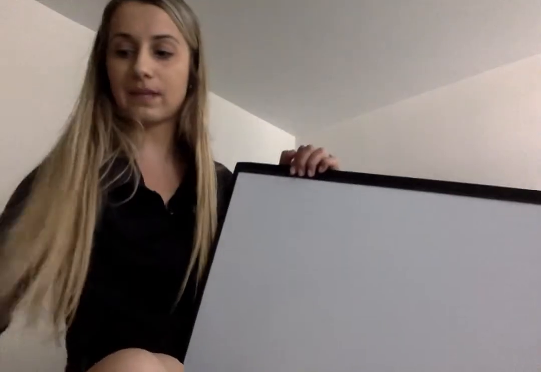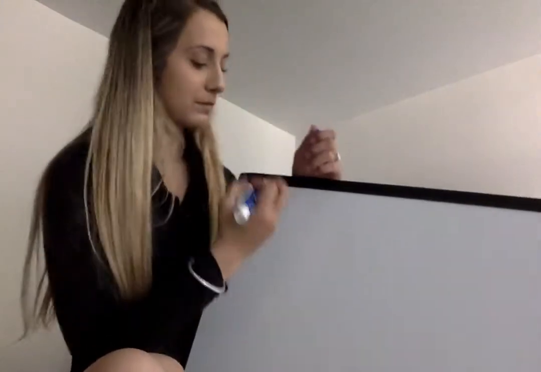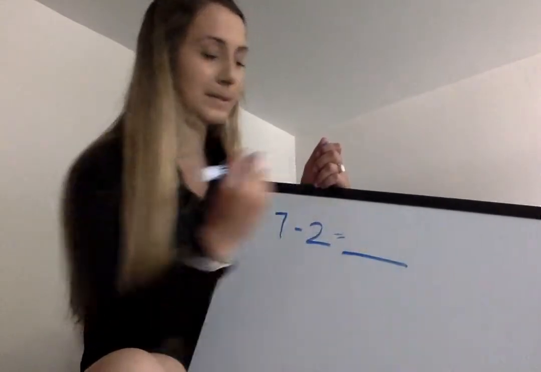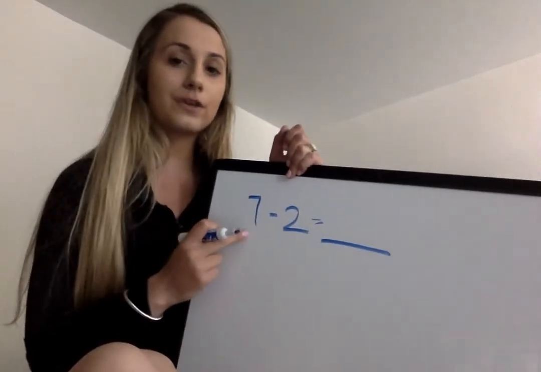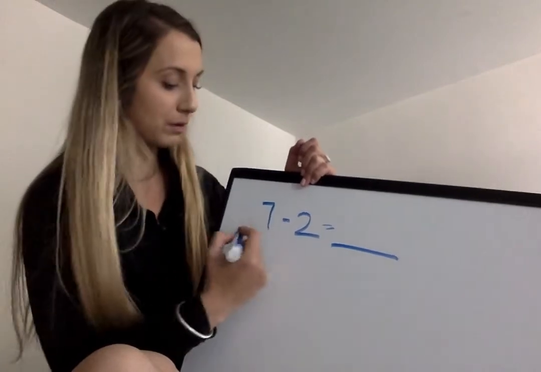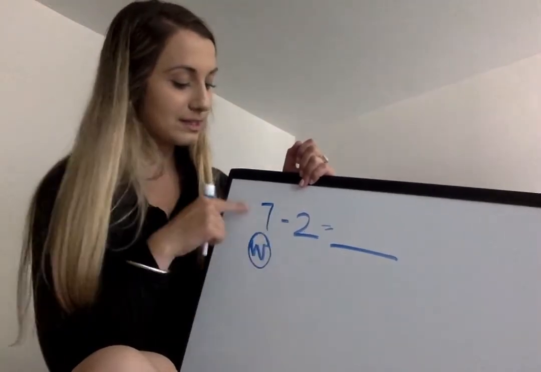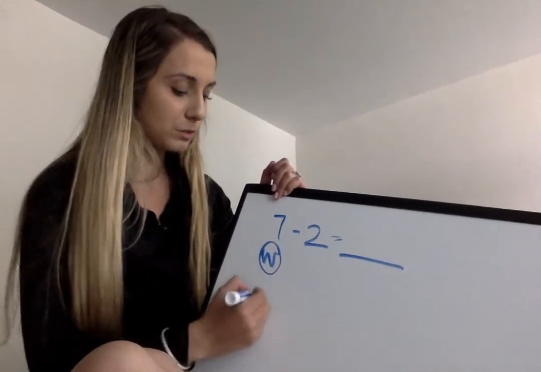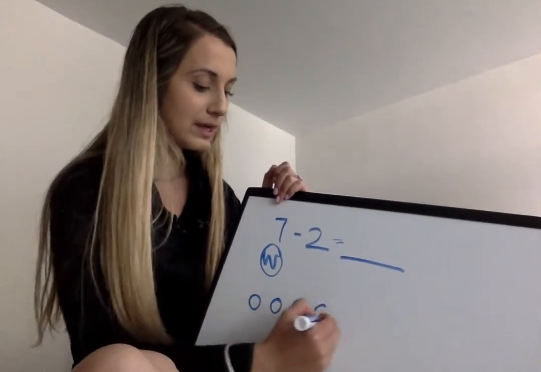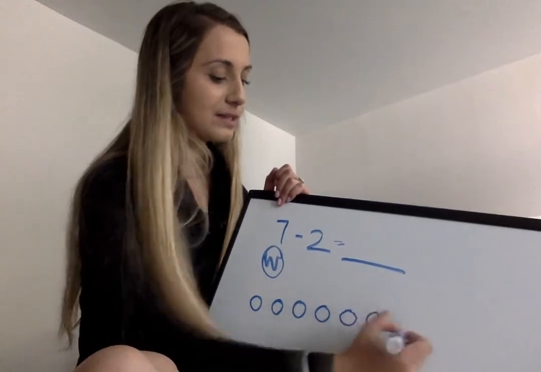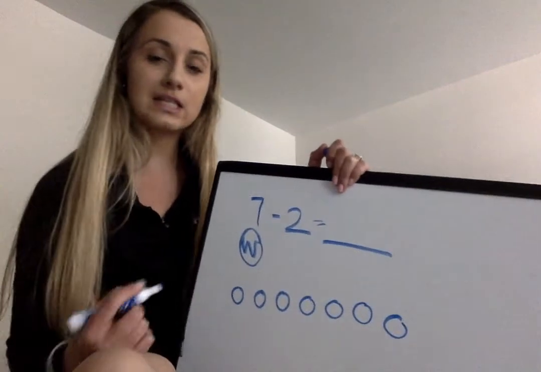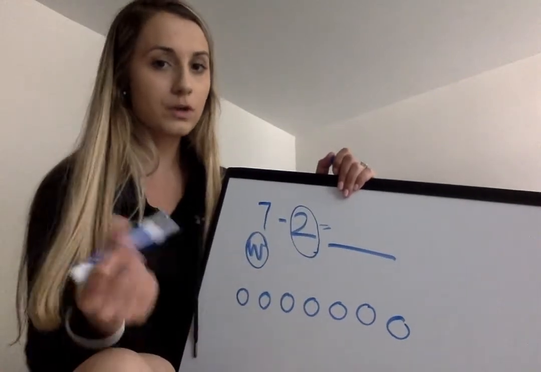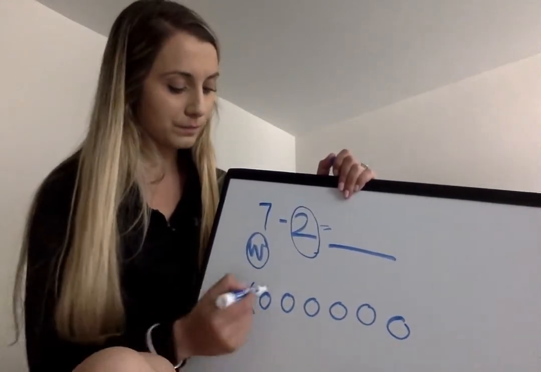you could have something like 7 minus 2 equals blank. But again, remember, the first number you see is always still going to be your whole number because it's still the biggest. So in this case, you would draw 7 circles first. 1, 2, 3, 4, 5, 6, and 7. And in this subtraction problem, we're taking away this right here. And this number is 2. So we're going to go ahead and cross off 2.